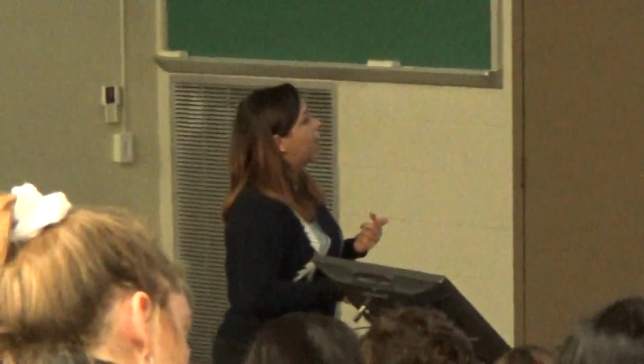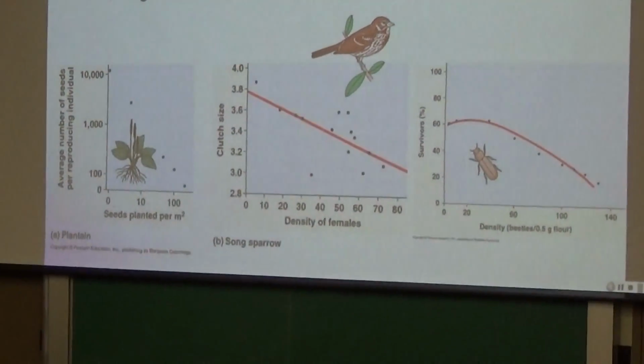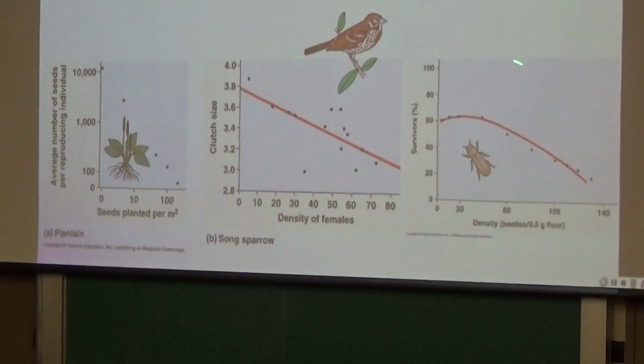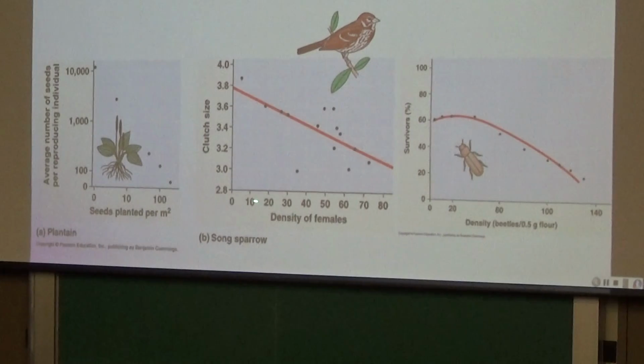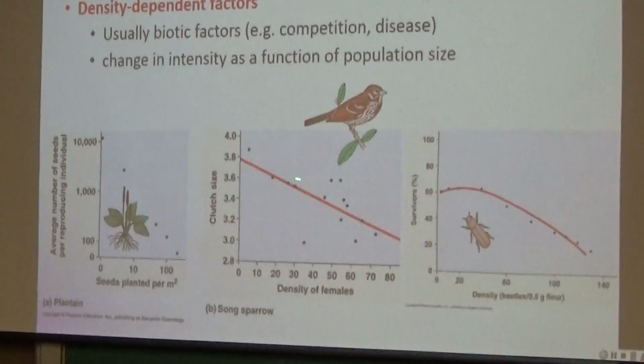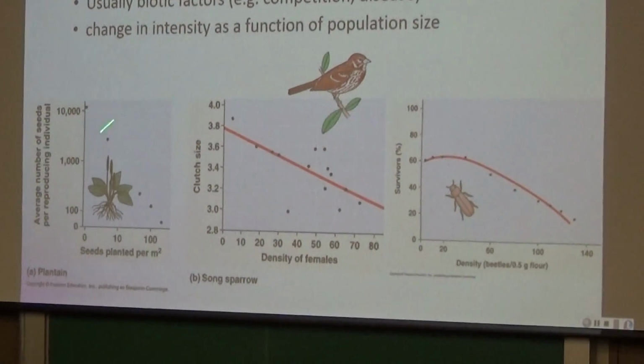All of these examples are density-dependent factors related to biotic interactions. Here you have competition for space. Here, density of females reduces clutch size, so you have an effect on the success of the offspring, probably some resource competition. And again with plants, the same idea: it could be resource or space competition, or a pathogen that strikes very dense populations as well.